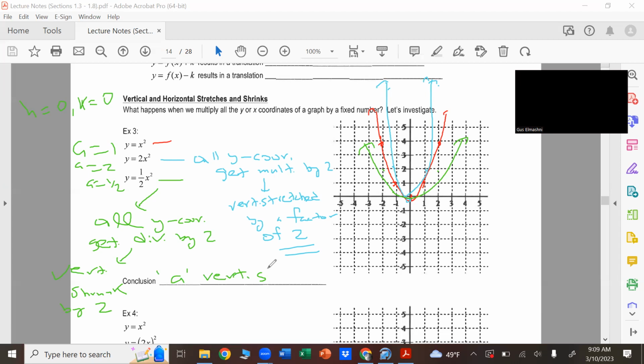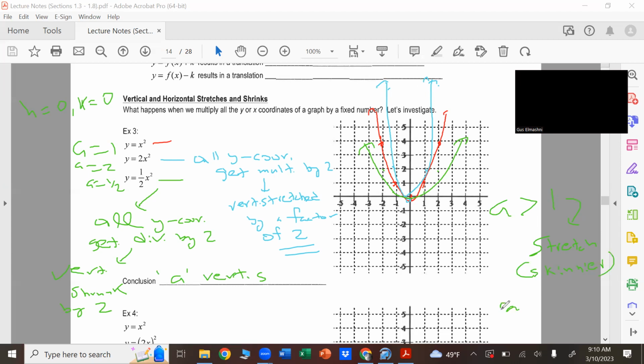If A is bigger than 1, we stretch. So that's another thing we should mention too. If A is larger than 1, stretch. Don't worry, we're going to review again. Vertically stretched means you make it get skinnier. If that helps, it gets skinnier.